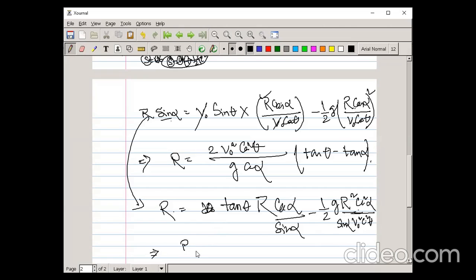Now r is equal to, this is sin alpha, this is cos alpha, so we can write r tan theta by tan alpha minus r square g cos square alpha divided by, or you can write cos alpha, simply cos alpha, and this sin alpha, this cos alpha is below this, so you can write here tan alpha, and here v0 square, and one thing is there, that is cos square theta.